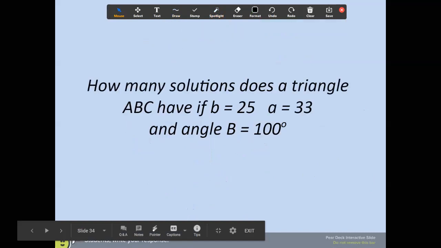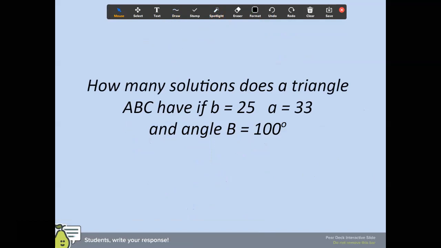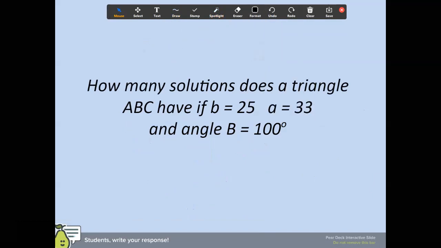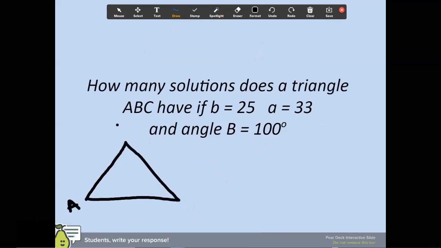Okay, how many solutions does a triangle ABC have if B is 25, A is 33, and B is 100? So I am going to draw a triangle. Let's say this is A, this is B, this is C, this is 100 degrees, this is 25, A is 33, and we want to know how many solutions this has. So looking at this, I do have angle, side, side, or side, side, angle, which is when you have that ambiguous case.